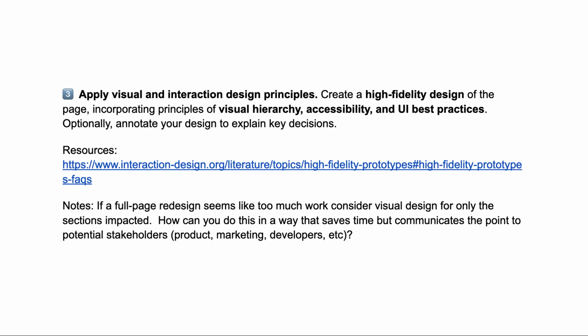This is the 12th of February, day 3 of the 10th through the 14th challenges and foundational skills. And this one is visual design and interaction design principles.